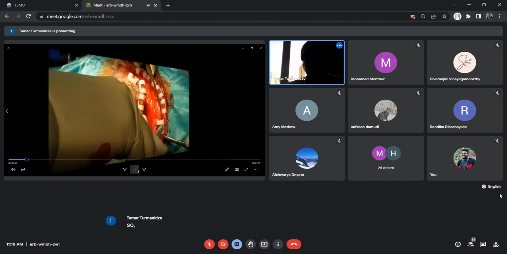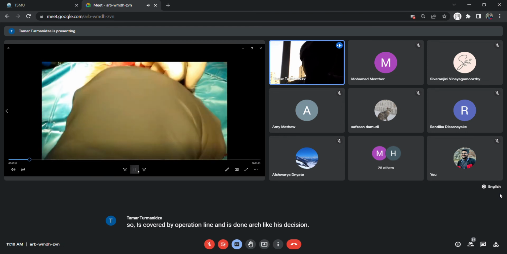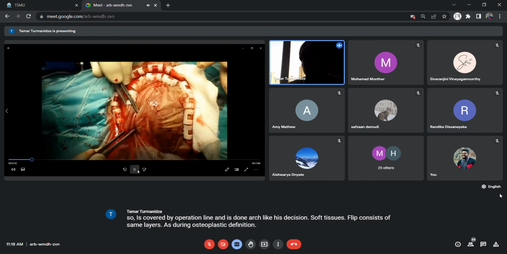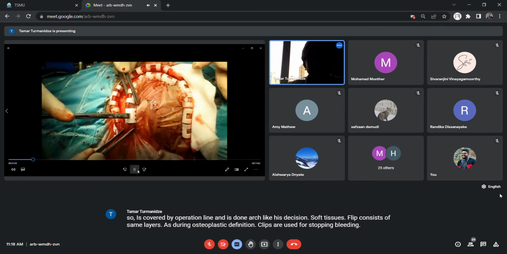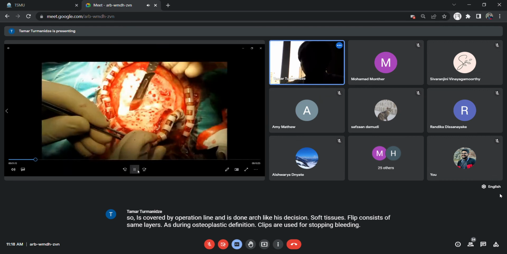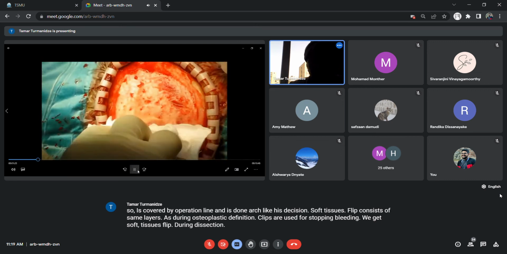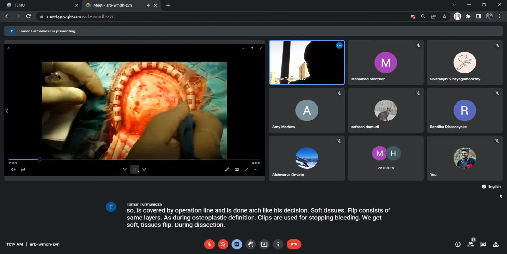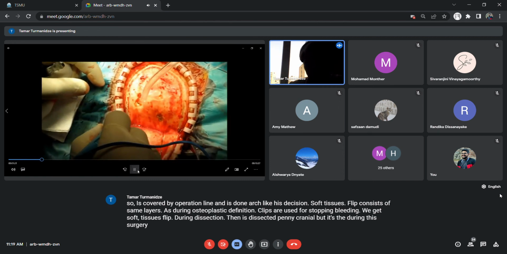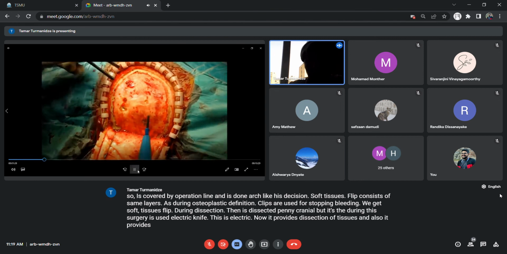So it is covered by operation linen, and an arch-like incision is done. The soft tissue flap consists of the same layers as during osteoplastic trepanation. Clips are used for stopping bleeding. We get the soft tissue flap during dissection. Then the pericranium is dissected. During this surgery an electric knife is used. This is an electric knife. It provides dissection of tissues and also stops bleeding from these small vessels.